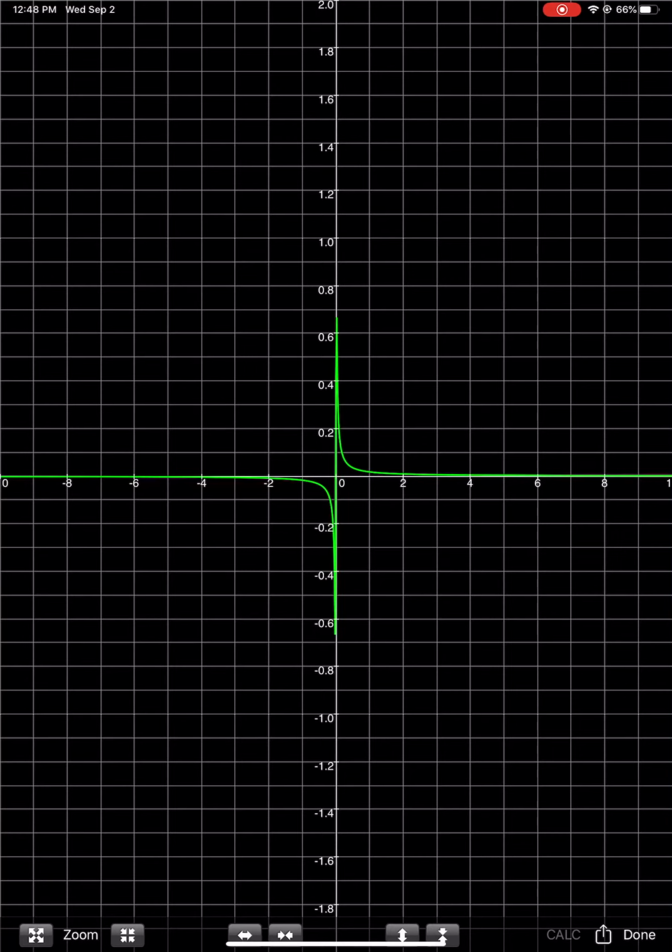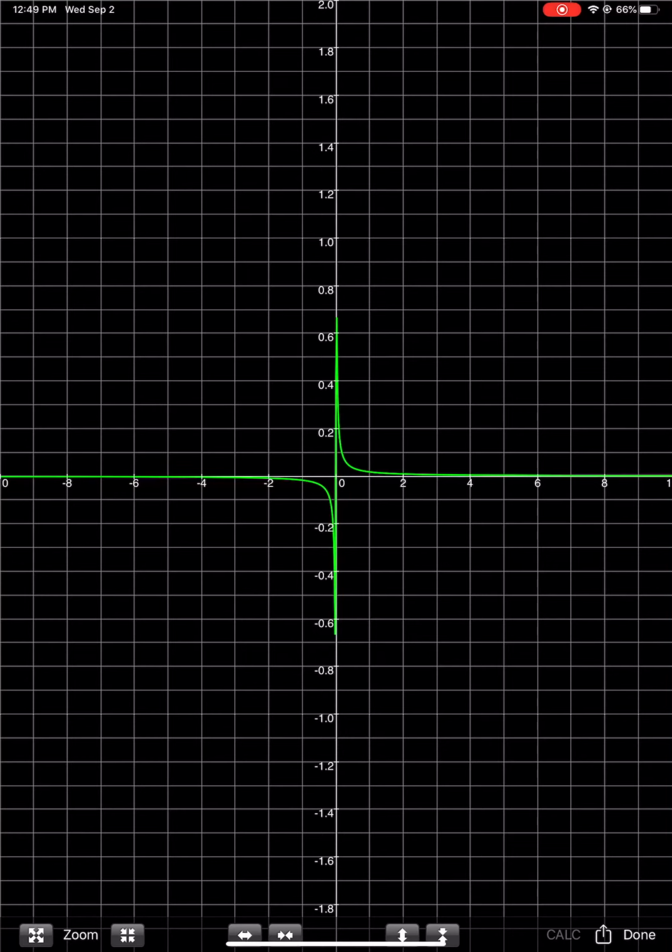It looks like it's going down towards -infinity, but on the other side, it also looks like it's going up towards positive infinity. And then right in the middle, it looks like it crosses through the origin. So this graph is kind of confusing. It looks like it's doing several things as it approaches 0. So I'm going to zoom in to try to get a better look at what's going on.